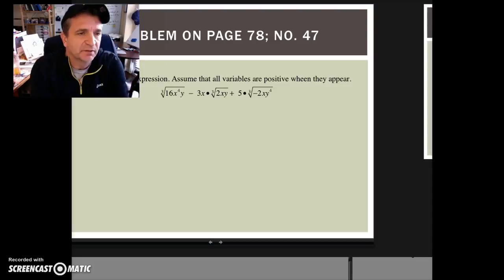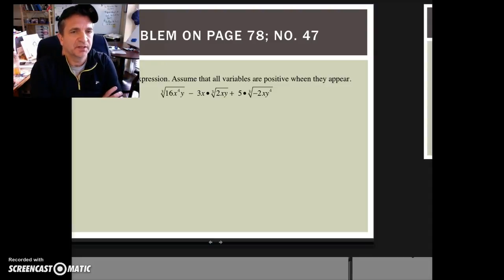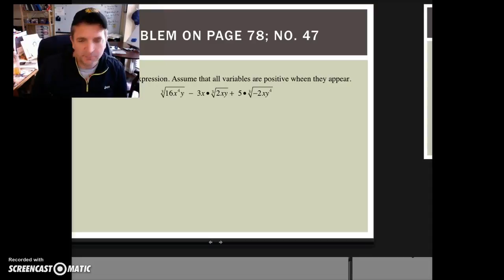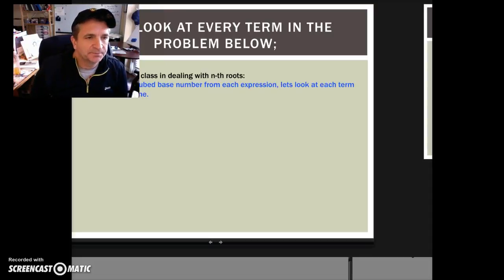Here's number 47. Simplify the expression. Assume that all variables are positive when they appear. So if I have the cube root of 16x to the fourth y, you can see that first term, 3x times, and I put that multiplication symbol in there. It's not in the book, but multiplication is implied, the cube root of 2x, and then plus 5 times the cube root of minus 2x to the fourth. So if you recall doing this one, let's go through the steps.